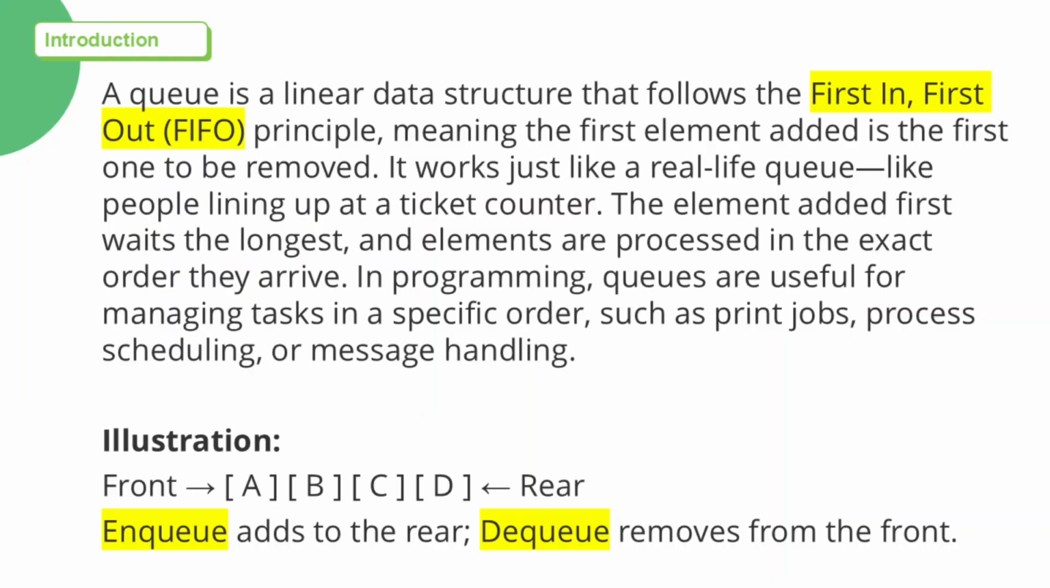A queue is a linear data structure that follows the first in, first out, FIFO, principle, meaning the first element added is the first one to be removed. It works just like a real-life queue, like people lining up at a ticket counter. The element added first waits the longest, and elements are processed in the exact order they arrive. In programming, queues are useful for managing tasks in a specific order, such as print jobs, process scheduling, or message handling.